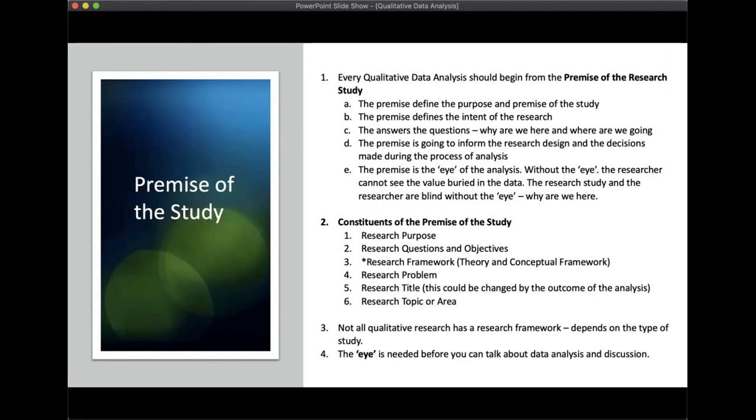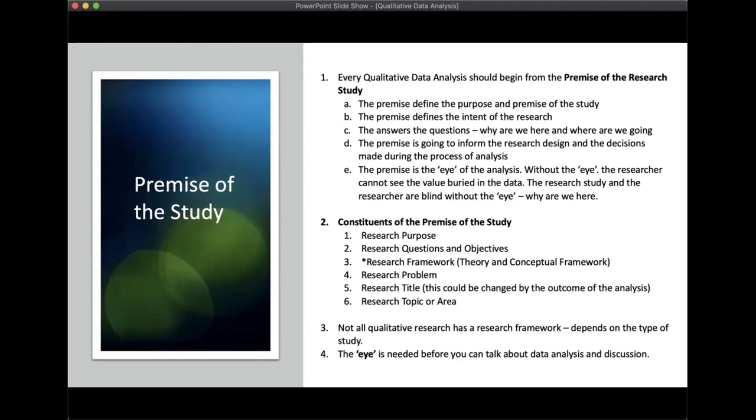Because I'm not trying to say that one is more important than the other, but by the time you finish, you have exhausted your data using these six dimensions of the constituents of the premise of the study. So when you say I've analyzed the data, it has been engaged by these six dimensions. Have we found something new that's relevant to or confirmed that can connect with the purpose? Have we found something that can connect with the questions? Have we found something that can connect with the research framework?